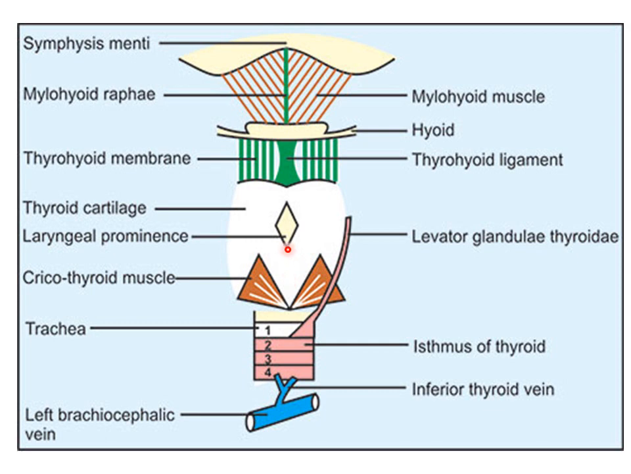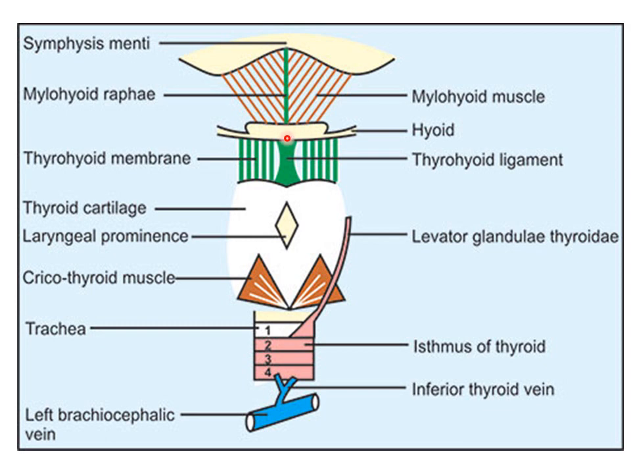So starting from above, in the midline we have symphysis menti, then we have a median raphe of the mylohyoid muscle, then we have hyoid bone. Hyoid bone is easily felt if the neck is somewhat extended. So if you extend your neck, you can easily feel the hyoid bone. This hyoid bone is at the level of C3 vertebra, cervical 3 vertebra.